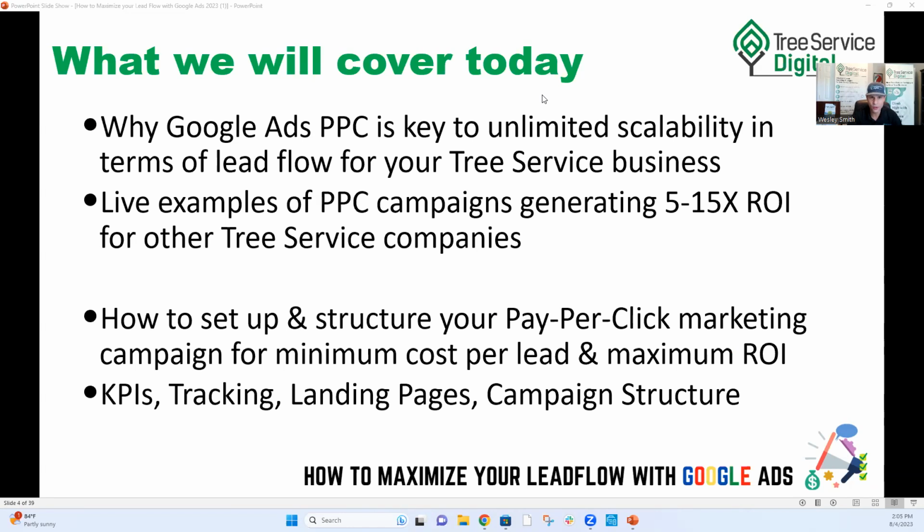We're going to cover why Google Ads pay-per-click marketing is key to unlimited scalability in terms of lead flow for your tree service business. We're going to cover live examples of PPC campaigns generating a 5 to 15x return on investment for other tree service companies across the United States. We're going to go over how to set up and structure your pay-per-click marketing campaign for minimum cost per lead and maximum return on investment. Key performance indicators, what you should be looking for, tracking, landing pages, campaign structure, and different things like that. So that's what we're going to have.